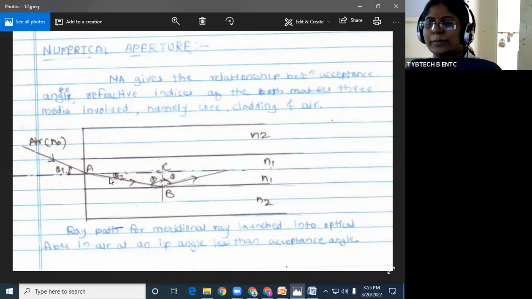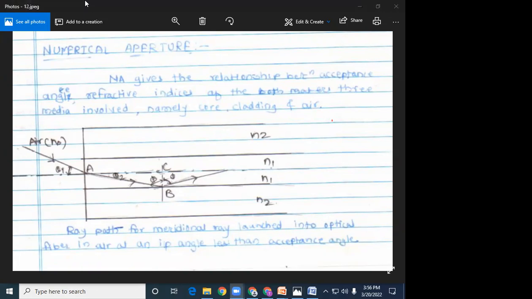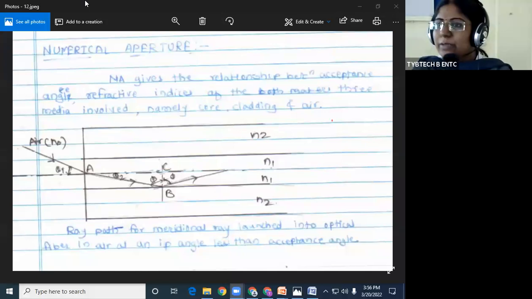θ2. Here only refraction happens, reflection does not happen. If reflection happened, it would be reflected back into the air. So here it is refracted in the core. Then again it is going next, and at one point at the core cladding interface, it is getting reflected.